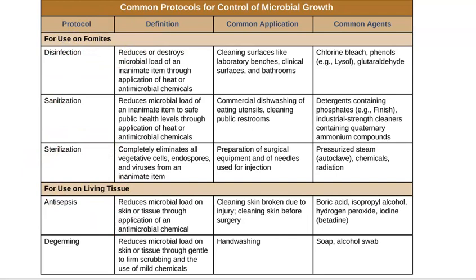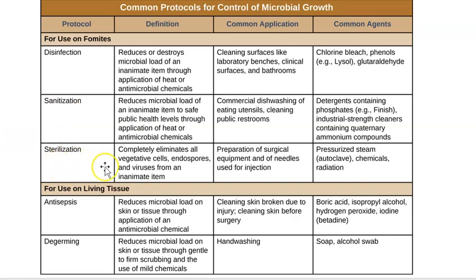And so a fomite is just an inanimate object, like the inside of your car, where these microbes are sticking to it and they could be transmitted to other people that are out there. And if you look at this, there are different levels of treatment that can be used. The best one that we really want to try and get as much as possible is this idea of sterilization.